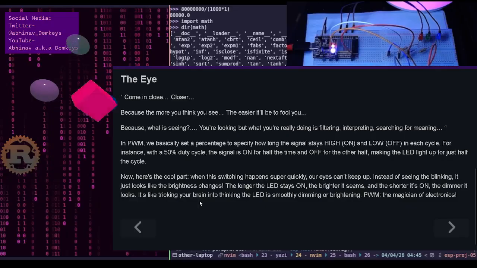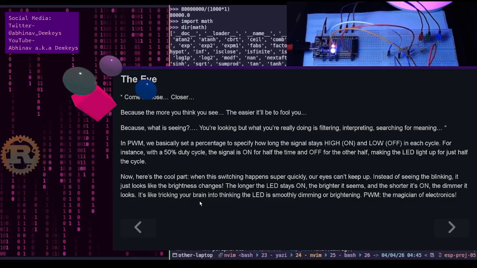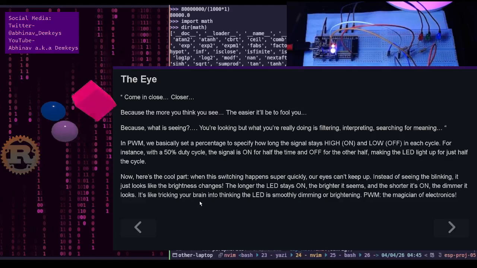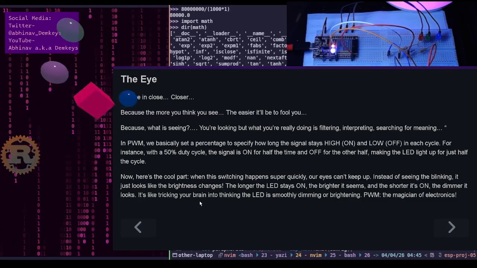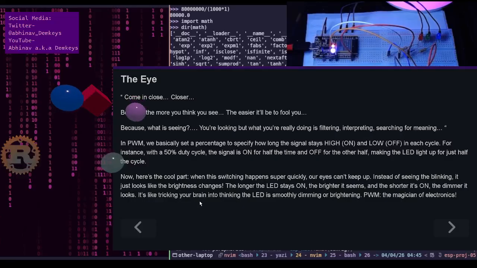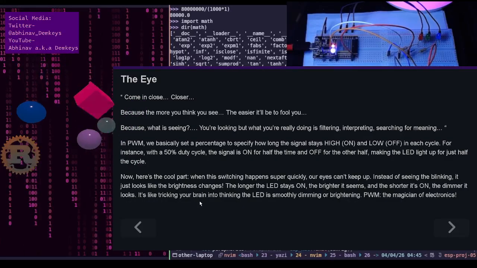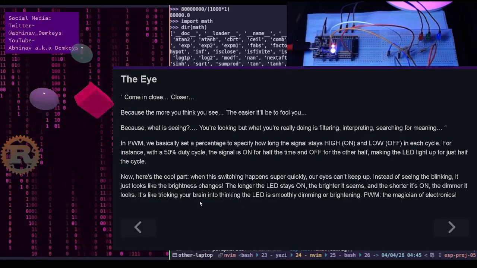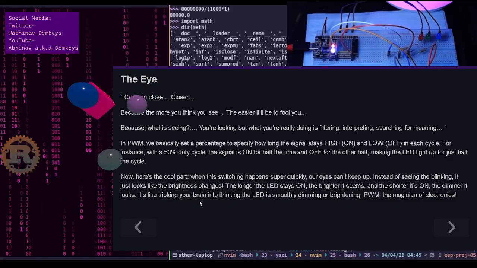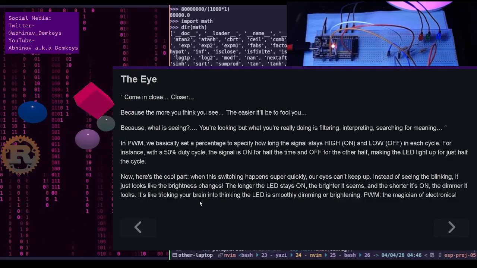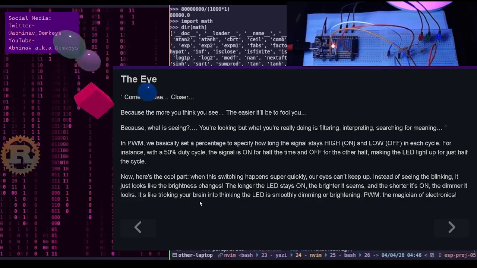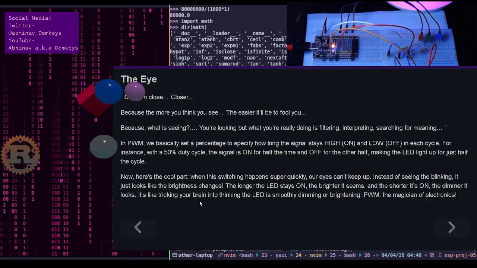Now, here's the cool part. When this switching happens super quickly, our eyes can't keep up. Instead of seeing the blinking, it just looks like the brightness changes. The longer the LED stays on, the brighter it seems. The shorter it's on, the dimmer it looks. It's like tricking your brain into thinking the LED is smoothly dimming or brightening. PWM, the magician of electronics.